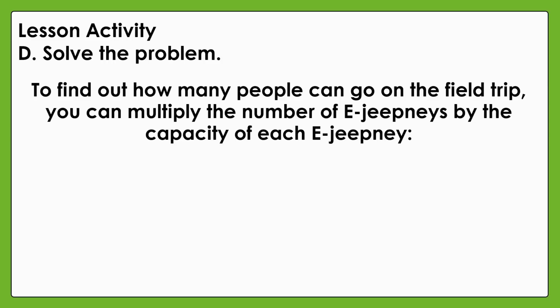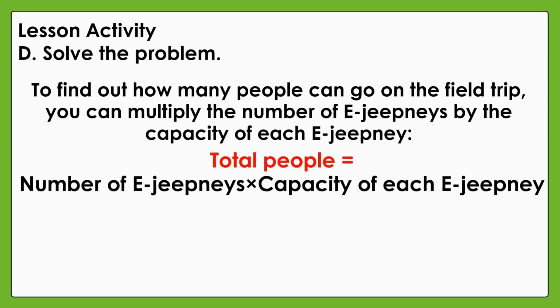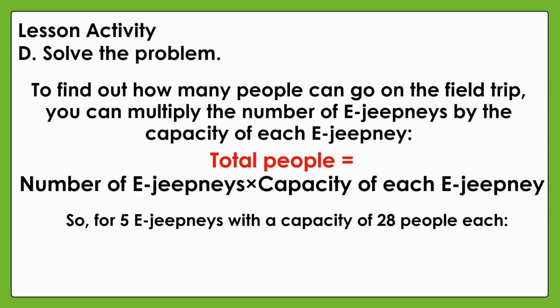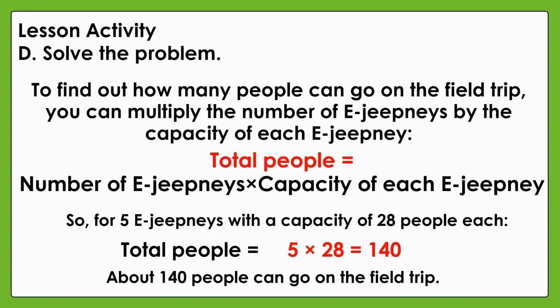To find out how many people can go on the field trip, you can multiply the number of e-jeepneys by the capacity of each jeepney. Total people equals number of e-jeepneys times capacity of e-jeepney. So, for 5 e-jeepneys with a capacity of 28 people each, total people is equal to 5 times 28 is equal to 140. Meaning, about 140 people can go on the field trip.